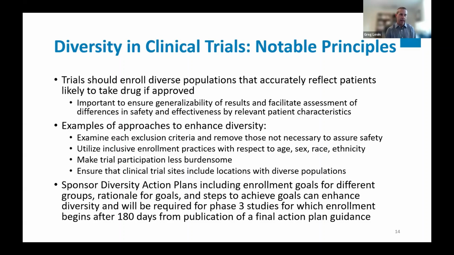And these diversity action plans are actually going to be required in the United States for phase 3 studies for which enrollment begins after 180 days from publication of a final action plan guidance. So we need to get public comments on this guidance and then publish a final guidance. But after that happens, 180 days later, these are going to start to be required. Next slide.